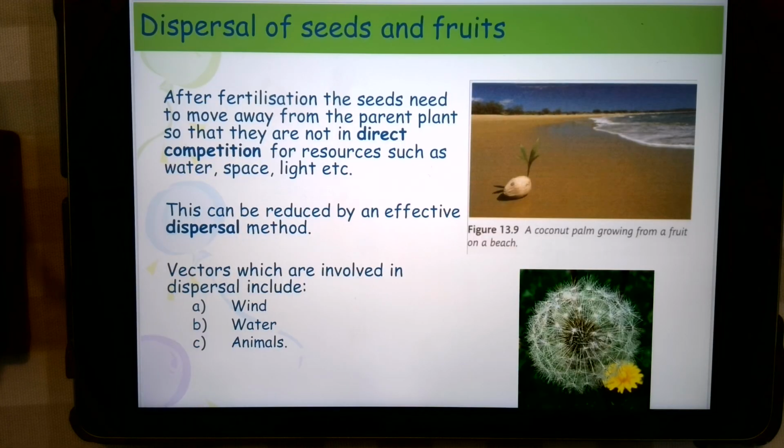The main vectors involved in the dispersal of seeds are wind, water, and animals, and we can see there's a couple of examples which we'll touch upon. So this is a coconut which uses water as its main medium to move the seed away from the parent plant.